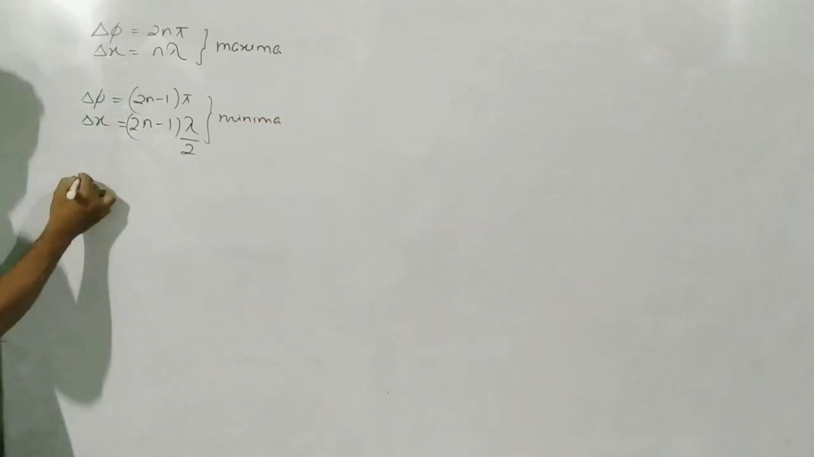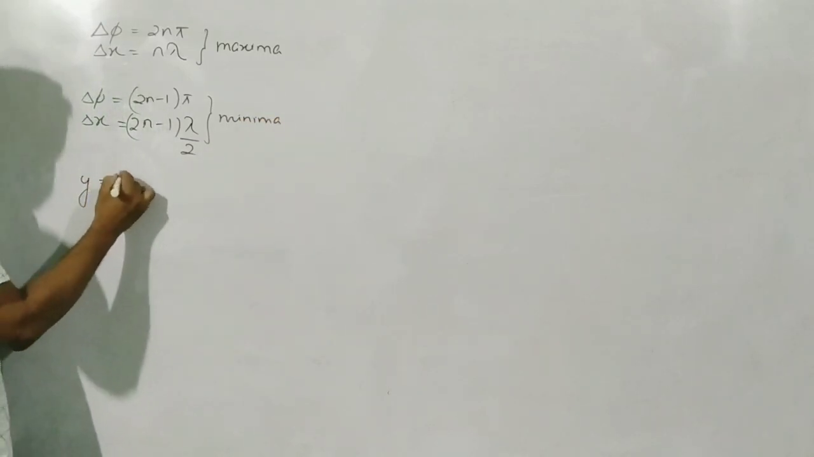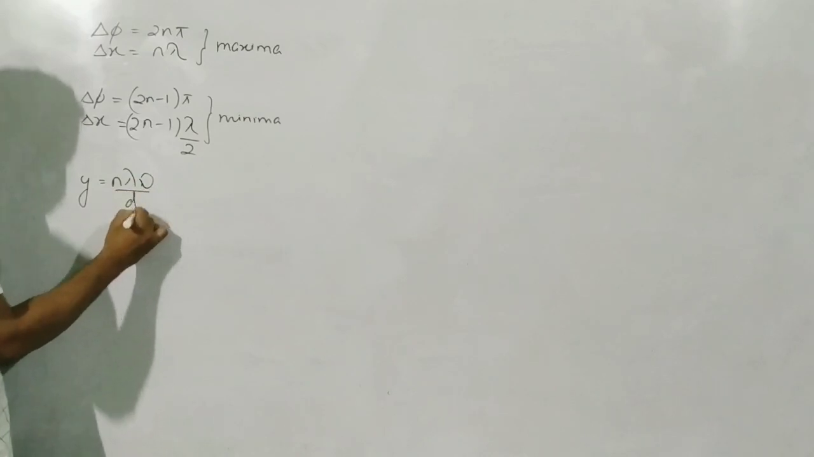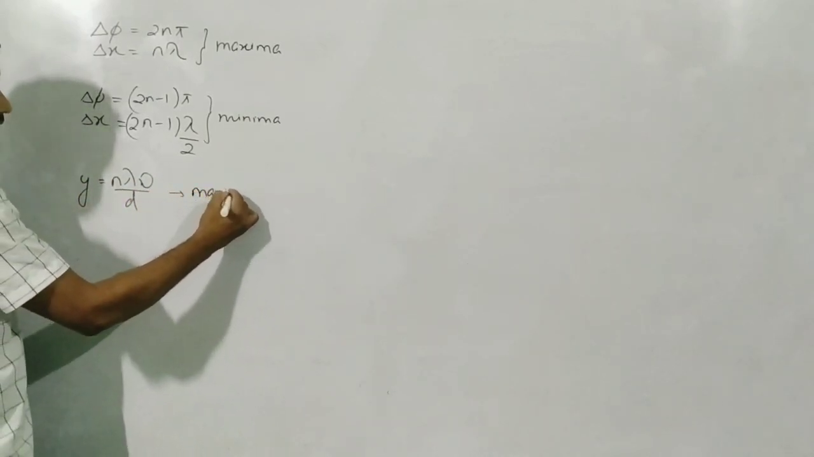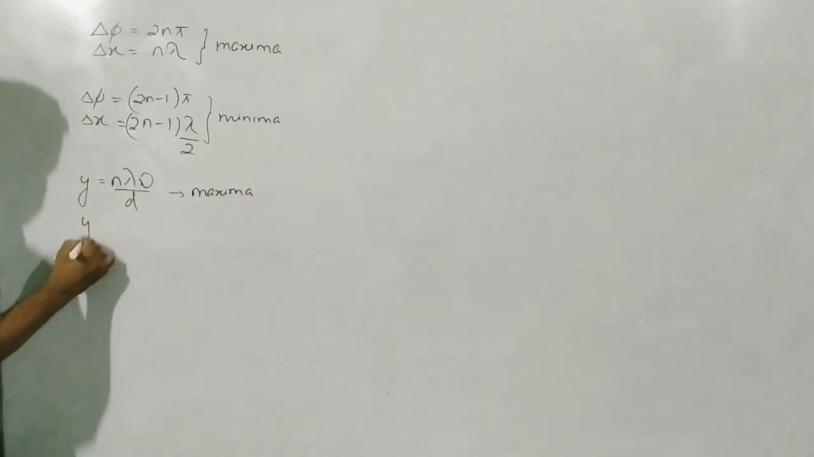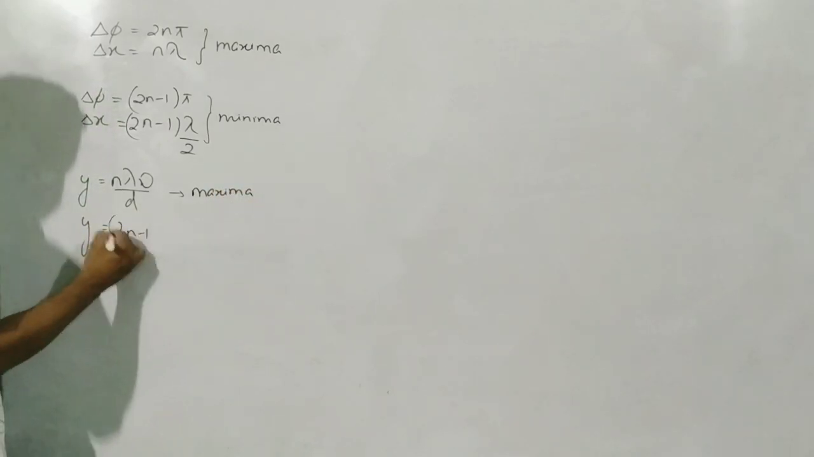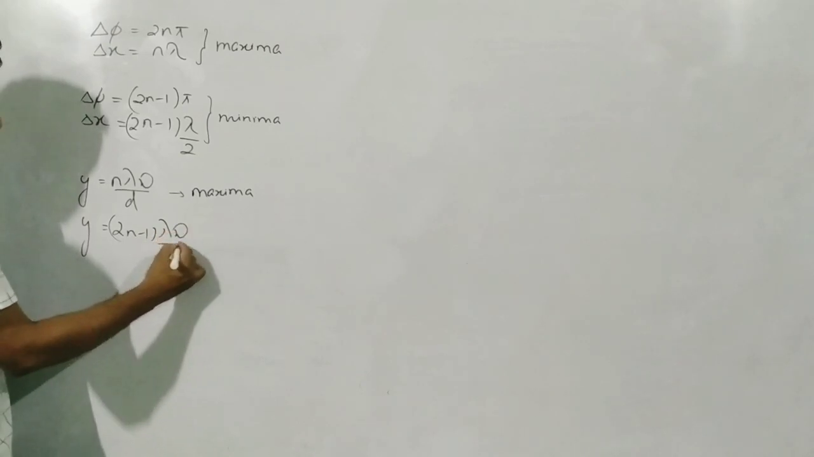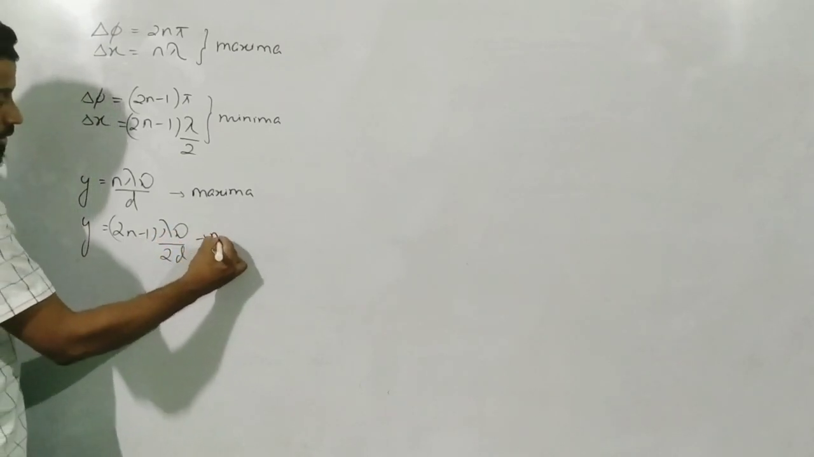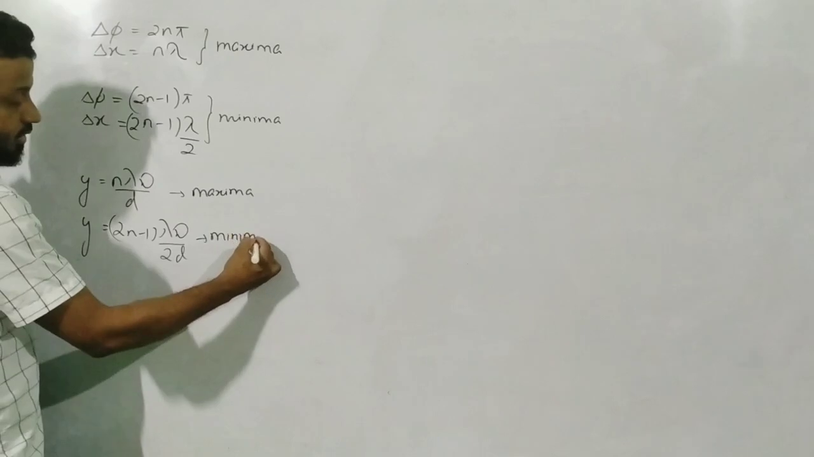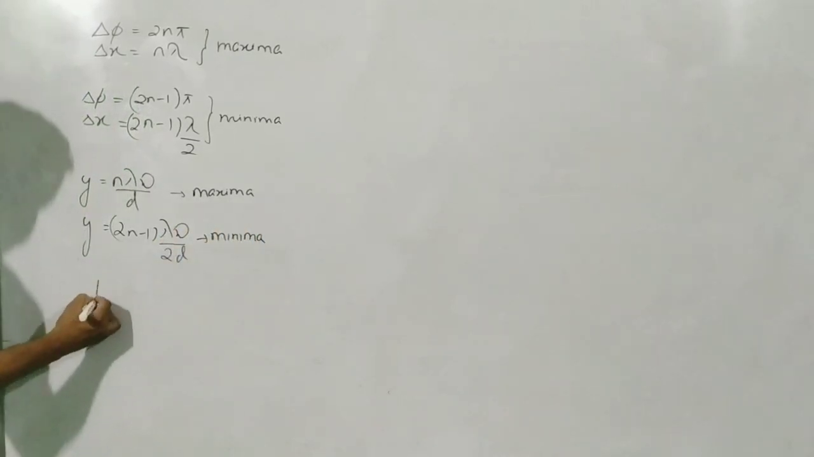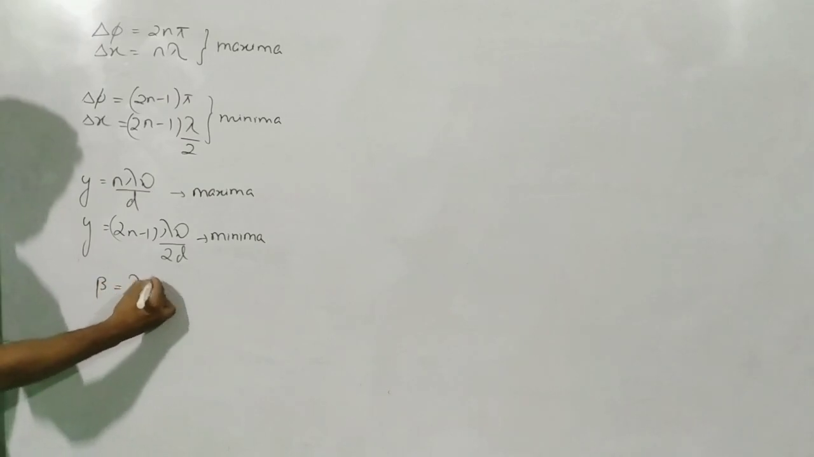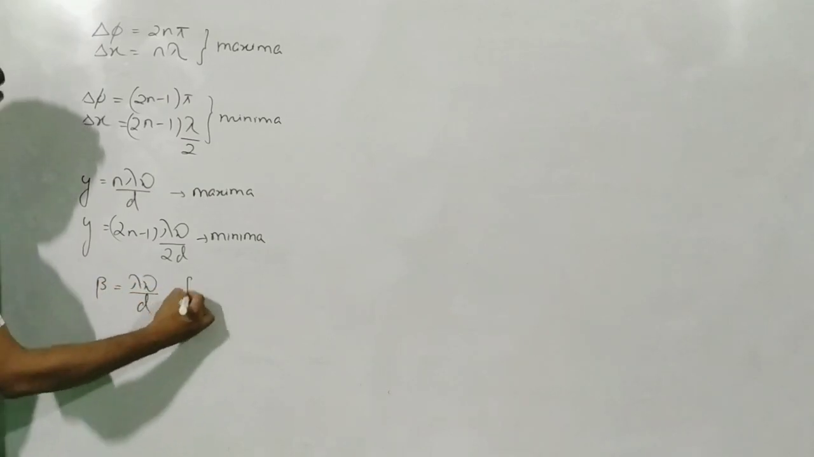Then from the center of the screen, the position y equal to n lambda D by d is the position for maxima, and y equal to (2n minus 1) lambda D by 2d is for minima, from the center of the screen. Then we also saw the fringe width formula. The fringe width formula is lambda D by d. This is the formula for fringe width.